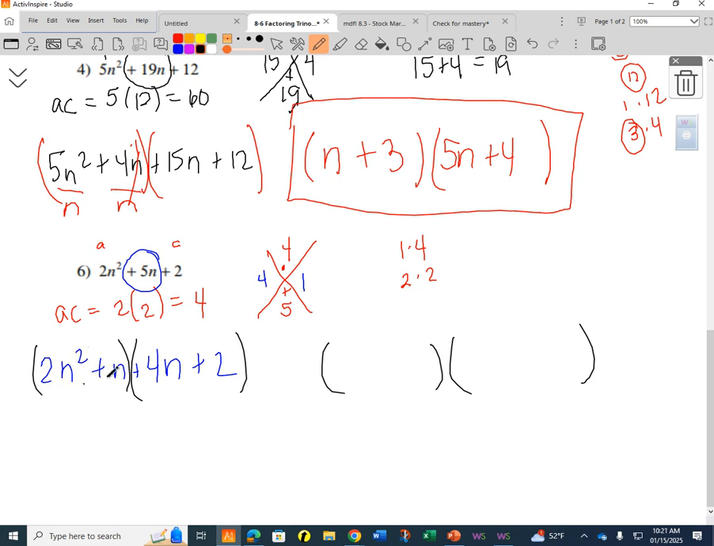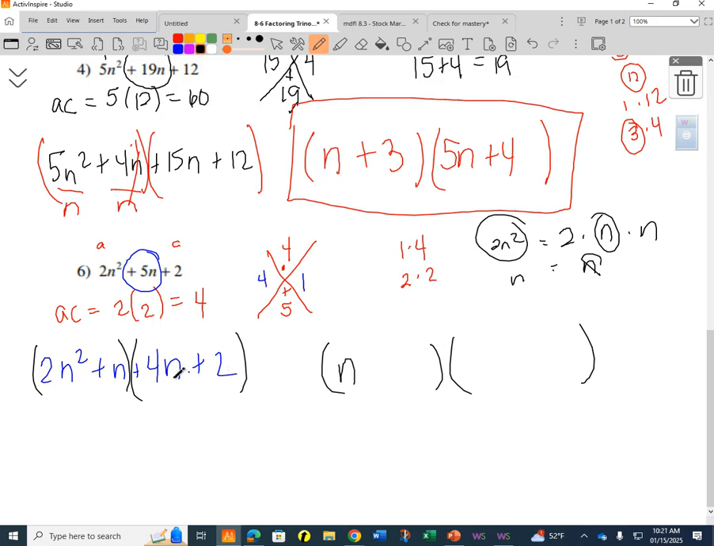What's the greatest common factor of 2n squared plus n? Numerically, it would be 1. What about for the variable? No. So remember, 2n squared is the same as 2 times n times n. Does that make sense, buddy? Okay. And n, it's just n, right? So the greatest common factor is just that 1n. Does that make sense? So n goes here.